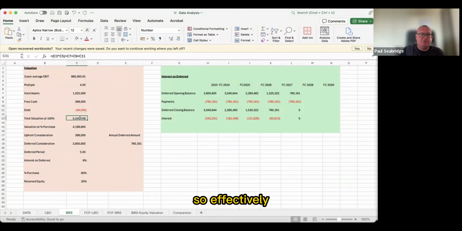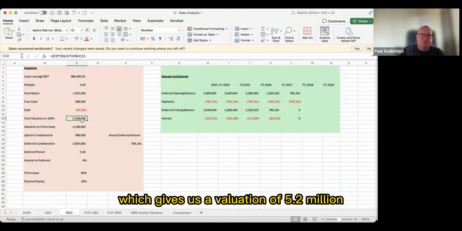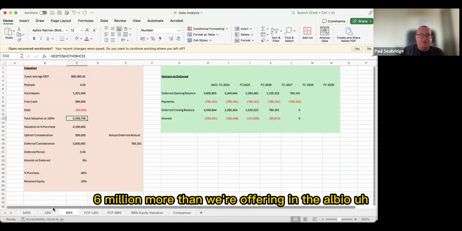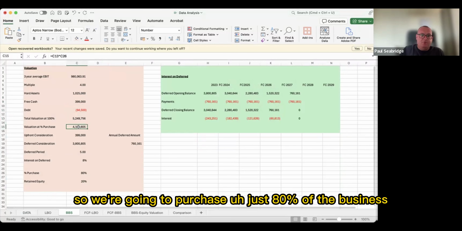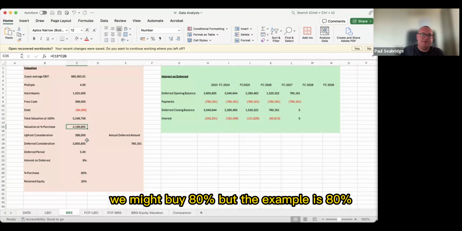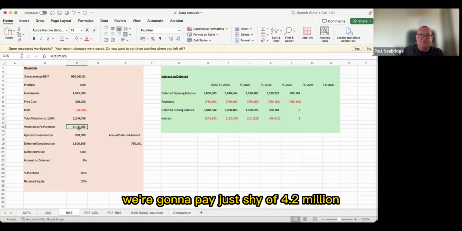So effectively, the way that we've come up with the valuation is we've gone 4 times EBIT plus the hard assets, which gives us a valuation of 5.2 million, which is 1.6 million more than we were offering in the LBO model. So we're going to purchase just 80% of the business. In this example, we might buy 70%, we might buy 80%, but the example here is 80%. So for 80% of the business, we're going to pay just shy of 4.2 million.